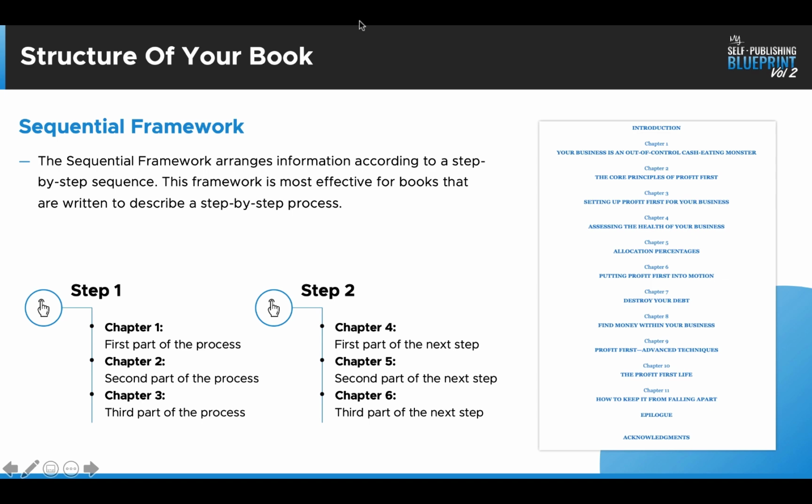For example, we have step 1, chapter 1, first part of the process, chapter 2, second part of the process, chapter 3, third part of the process. Straightforward. Then the second step to the book, chapter 4, first part of the next step, chapter 5, chapter 6, and so on. You can see here, this is a table of contents from one book that is using the sequential framework.